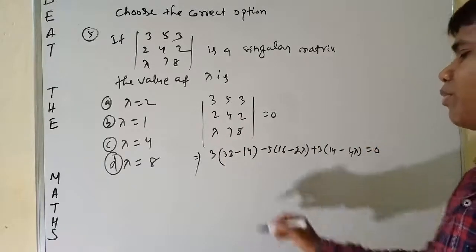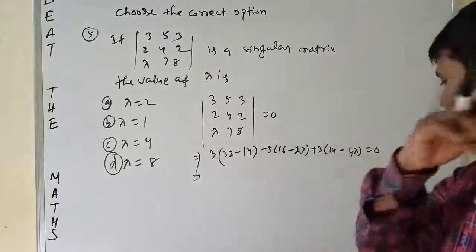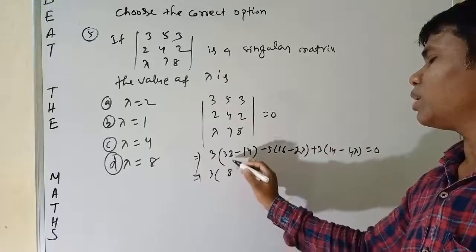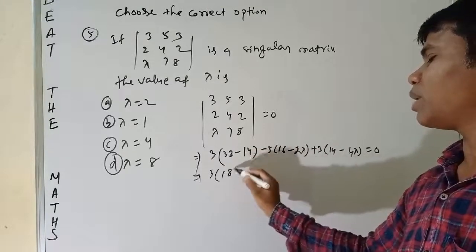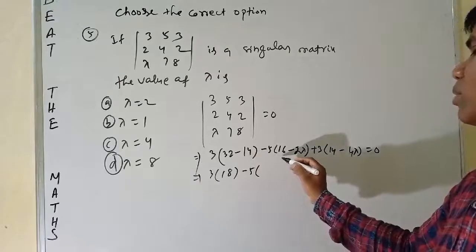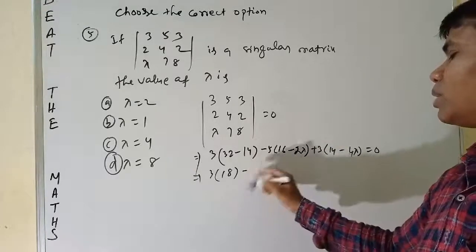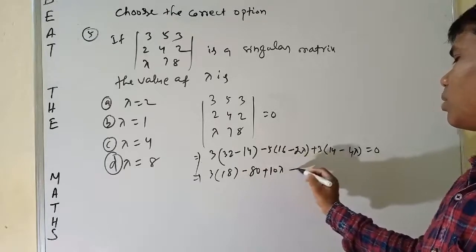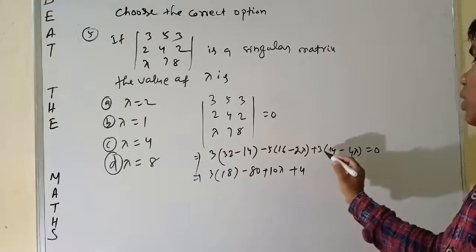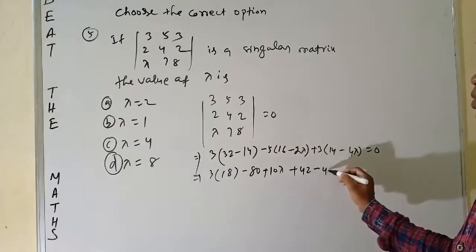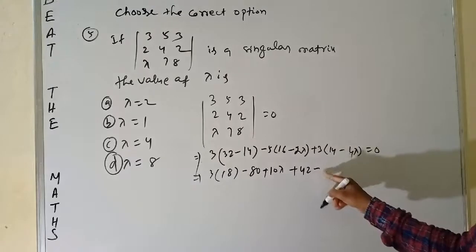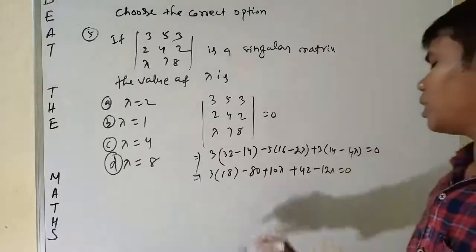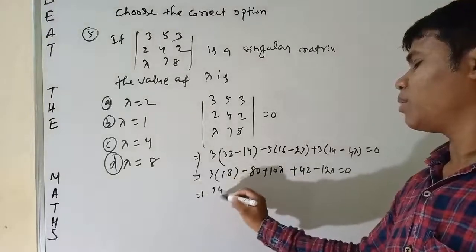Okay, you see 32 minus 14, 3 into 12 minus 4 is 8, here 2 minus 1 is 1, minus 5 into 16 into 5, how much? 80 plus 10 lambda, okay, plus 42 minus 12 lambda is equal to 0. 10 lambda minus 12 lambda, that is, this is 54.